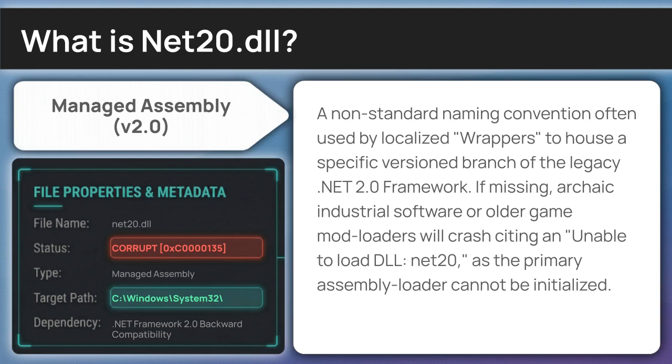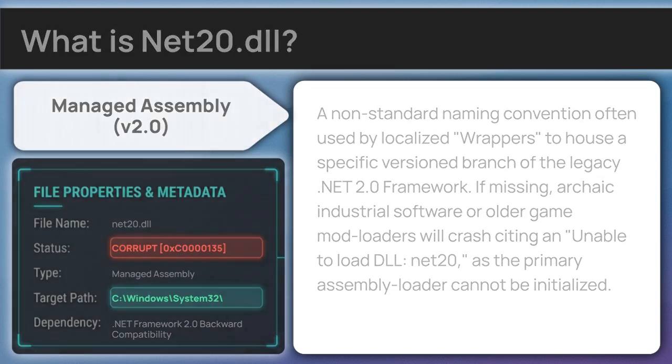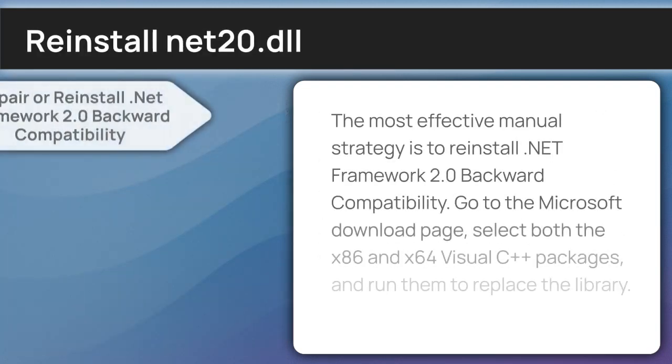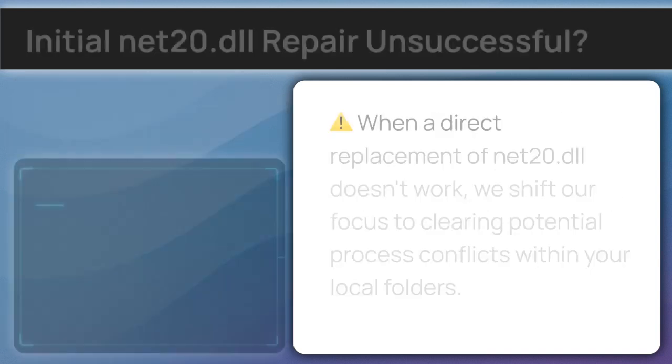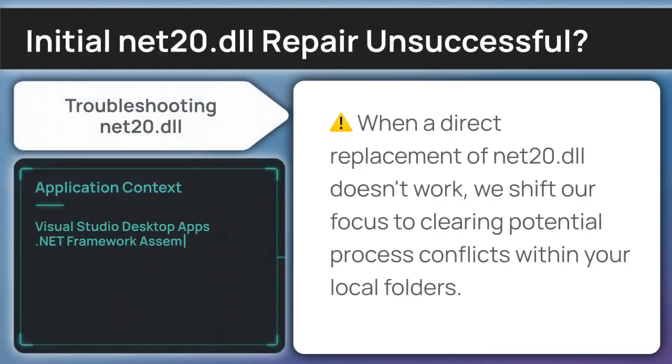Now let's apply the fix by reinstalling the shared system library. The most effective manual strategy is to reinstall .NET Framework 2.0 Backward Compatibility. Go to the Microsoft download page, select both the x86 and x64 Visual C++ packages, and run them to replace the library. Should the file remain missing after a reinstall, we need to ensure that the operating system is forced to re-index its shared library paths.